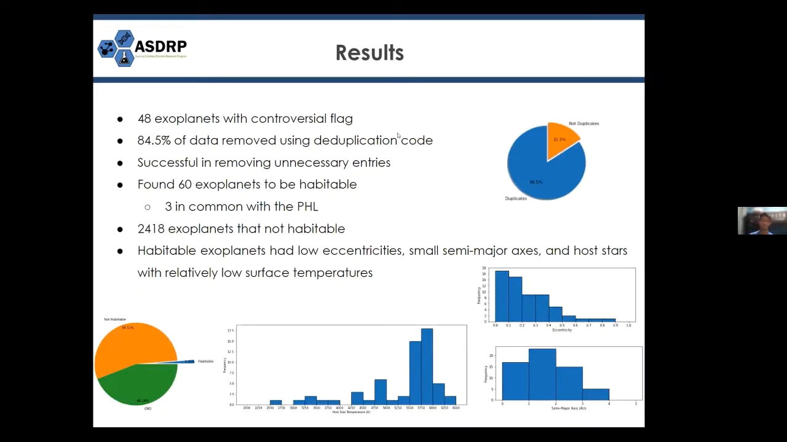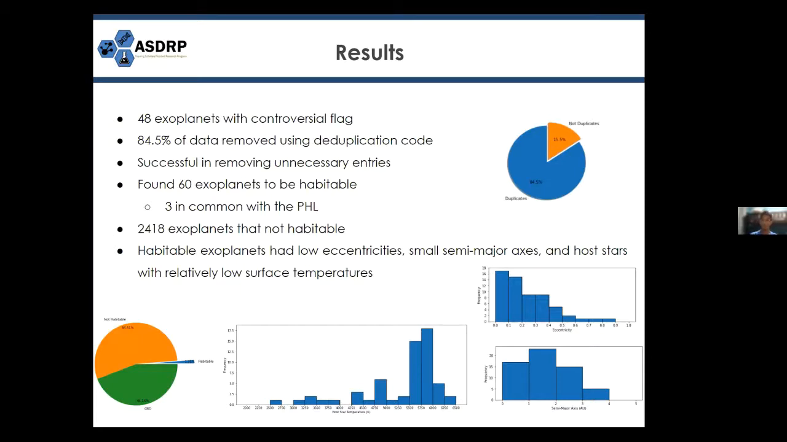In terms of our results, we found 48 exoplanets that had a controversial flag of 1. Out of all that data, 84.5% was removed via the deduplication code. Thus, we were successful in removing a lot of unnecessary entries as a result of our CHC code. It's worth saying that our deduplication code helped remove the largest portion of the entries, narrowing it down to just over 5,000 exoplanets.